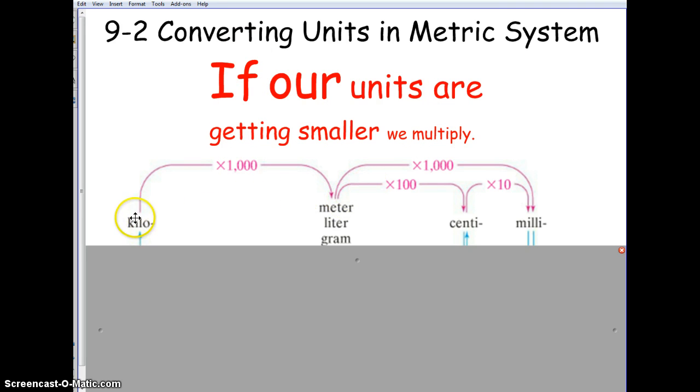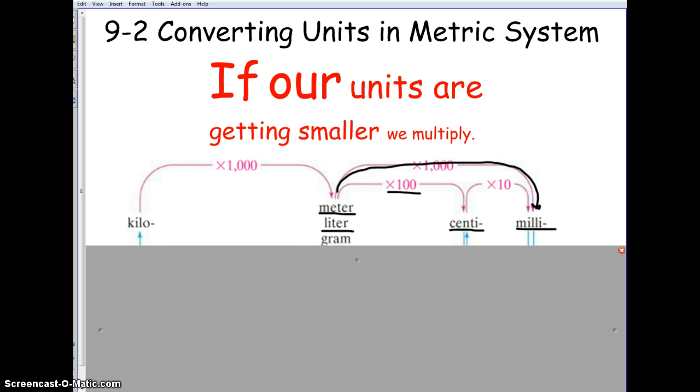Okay, so if we were going from kilograms or kilometers or kiloliters to the actual meter, we would multiply it by 1,000. And then if we were going to go from a meter to a centimeter, we would multiply it by 100. Okay, and if we were going to go from a liter to a milliliter, we would multiply it by 1,000.